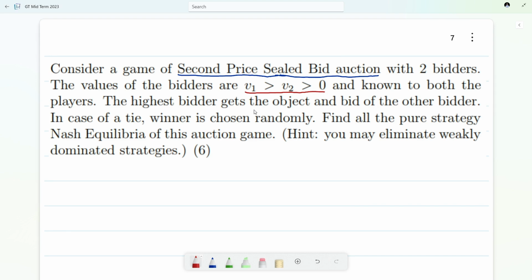The highest bidder gets the object, and pays the bid of the other bidder. That's how the second price sealed bid auction works, right? And in case of a tie, the winner is chosen randomly, and we have to find all the pure strategy Nash equilibria of this game.